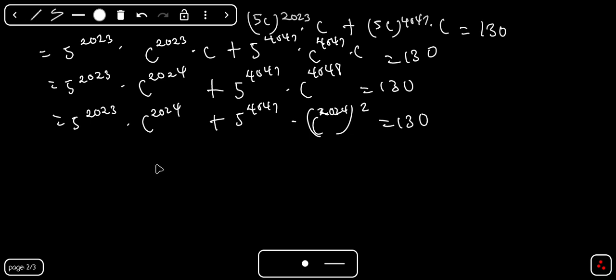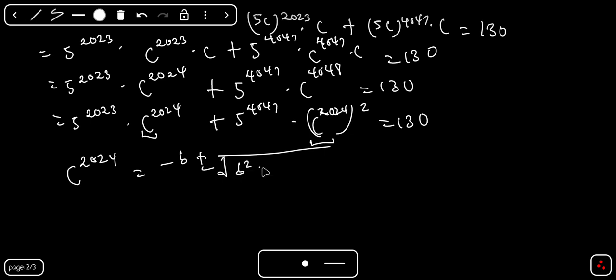And now that we solve for c, we can just use c raised to the power of 2024 as a variable. So using c raised to the power of 2024 as a variable, we know from the quadratic formula, I can just say c raised to the power of 2024 equals minus b plus or minus the square root of b squared minus 4ac, then everything over 2a. So in this case, the coefficient of c raised to the power of 2024 is b.